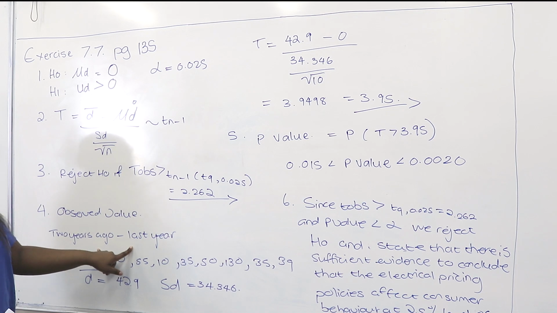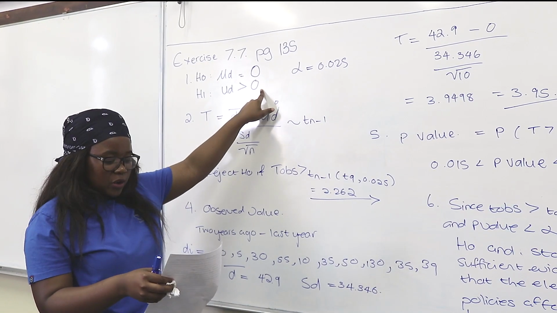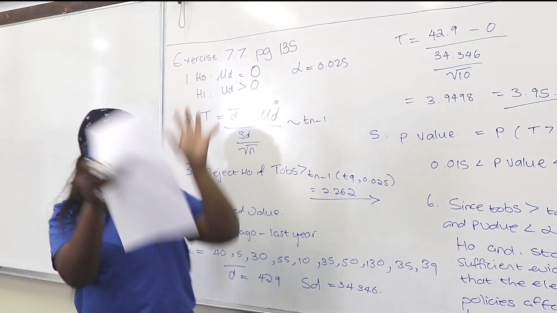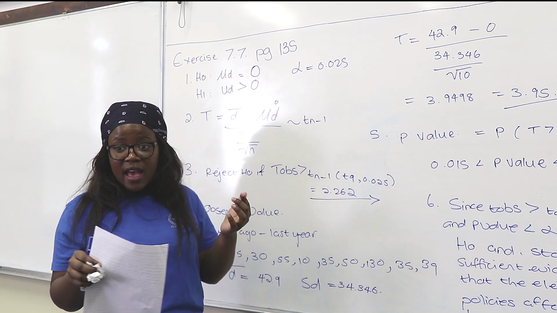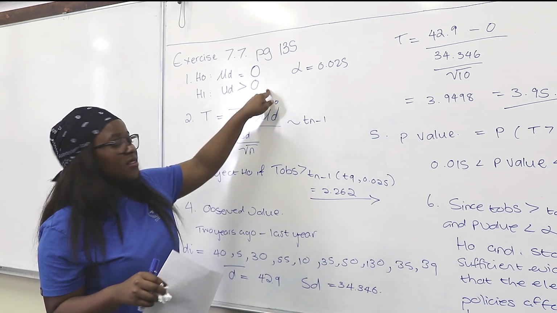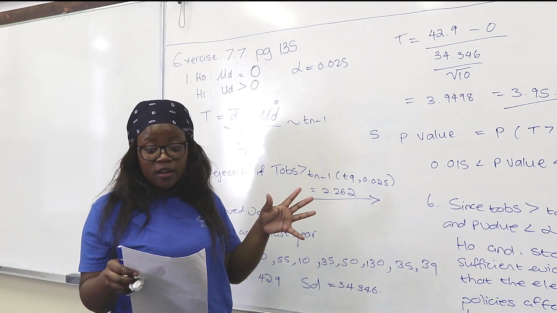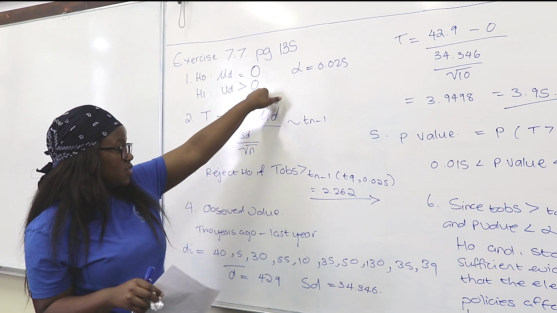Yeah. But I said mu D is greater than 0 because if your new mean is greater, that means there was a reduction in the peak usage. And if it's less than 0, then there was no reduction in the usage of the electricity. And that's how we decided that mu D was greater than 0.